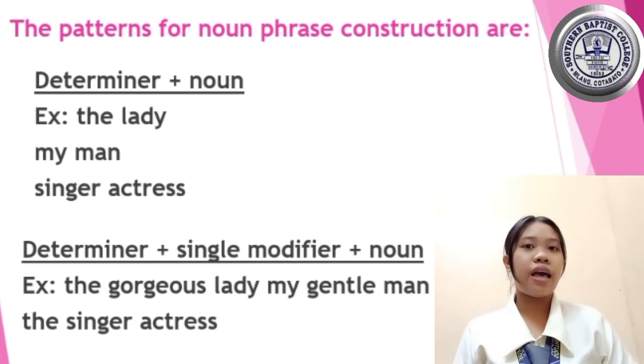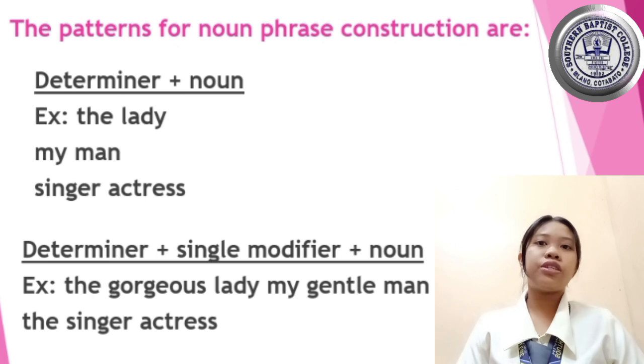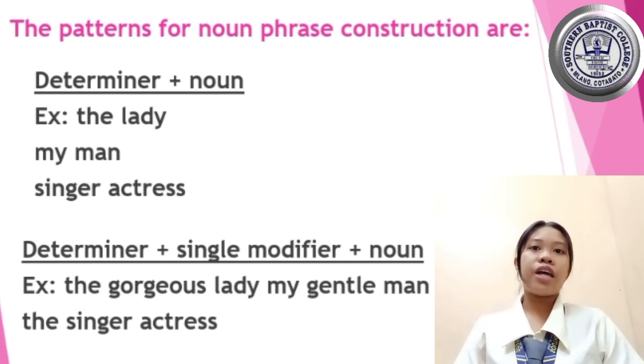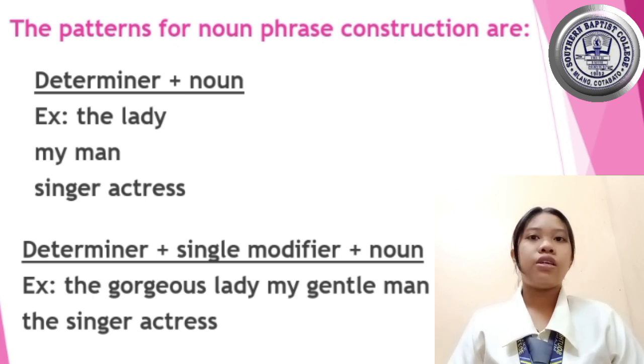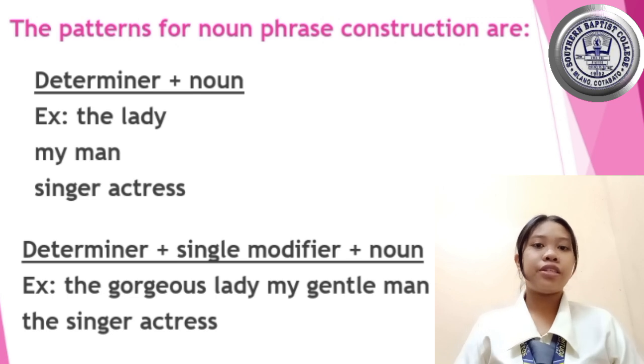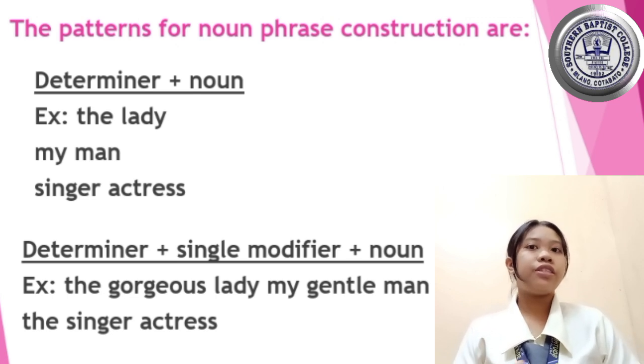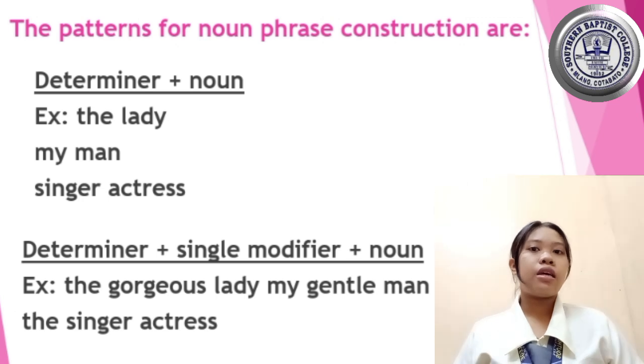Noun phrases also have patterns. So, these are the first patterns of noun phrase construction. First is the determiner plus noun. Here are the examples: the lady, my man, and the singer-actress.